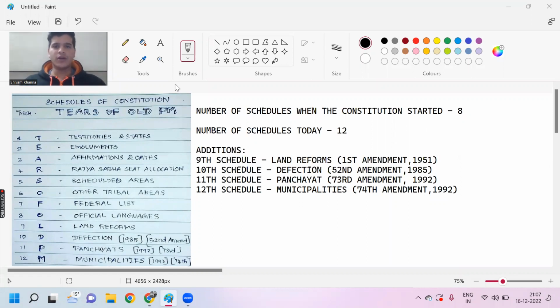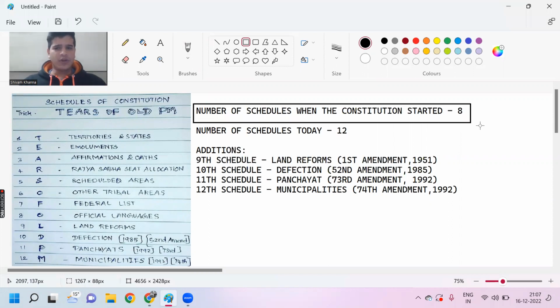Today, we are going to cover a topic from political science. And the topic is the schedules in the Indian Constitution. When the Indian Constitution came into effect in 1950, there were 8 schedules. But today, we have in total 12 schedules.